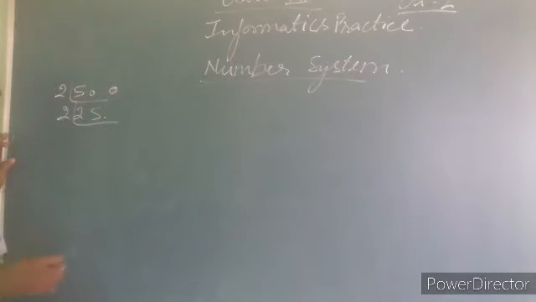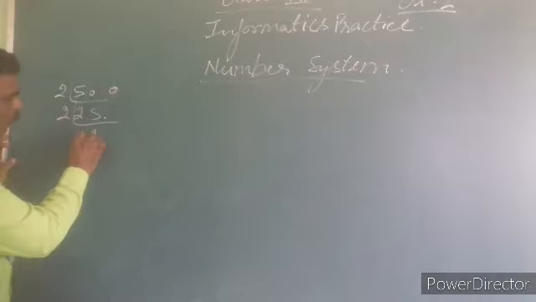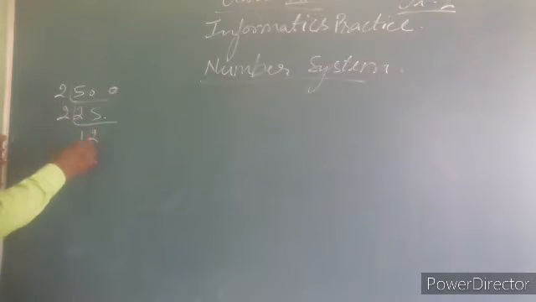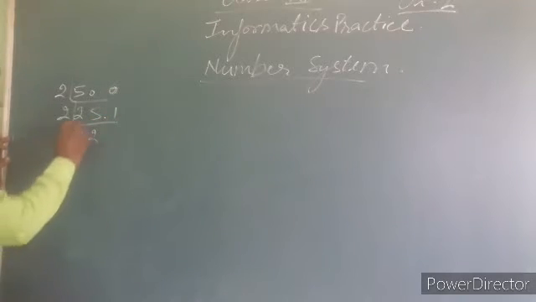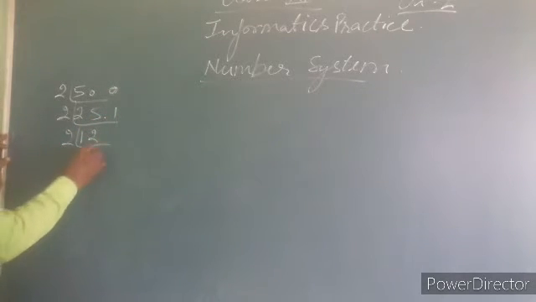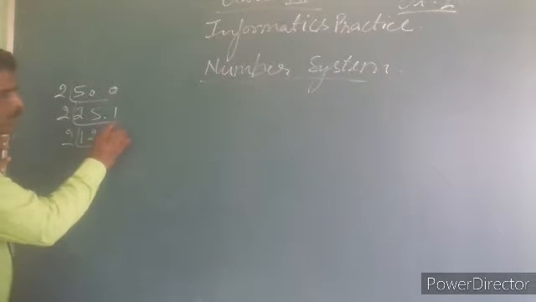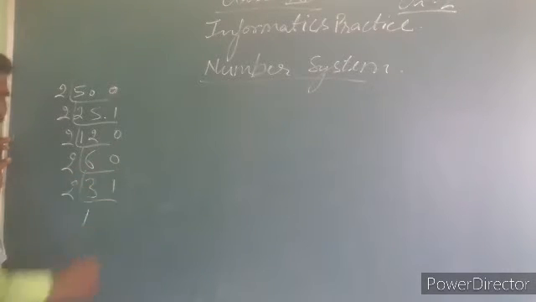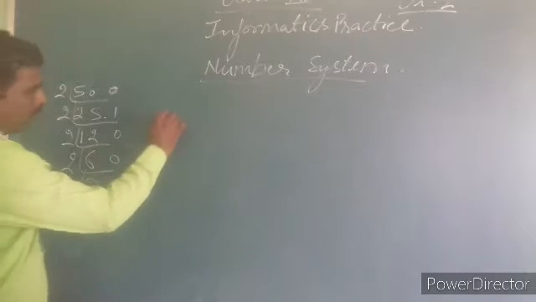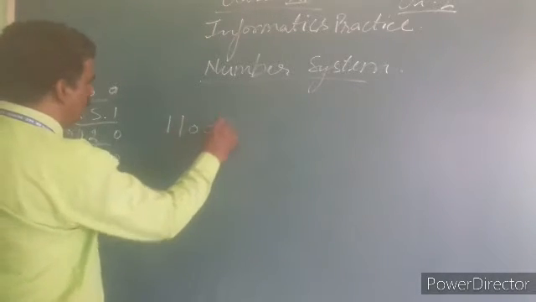After that, again we are dividing it by 2. 2 1s are 2. After that, this number is left. So 2 2s are 4. So you can say 12, 2 12s are 24, so the remainder is 1. After that, 2 6s are 12, remainder is 0. 2 3s are 6, remainder is 0. 2 1s are 2, remainder is 1. So 1 1 0 0 1 0.